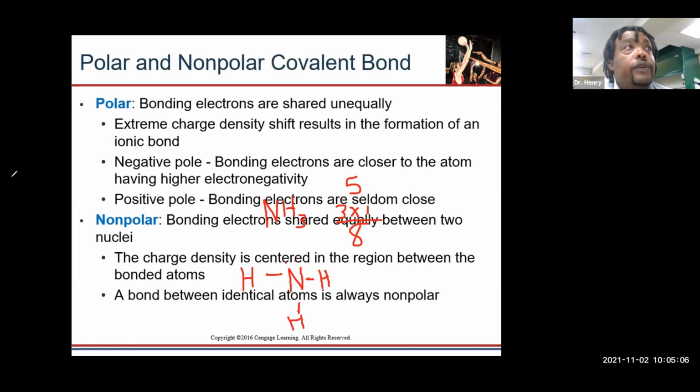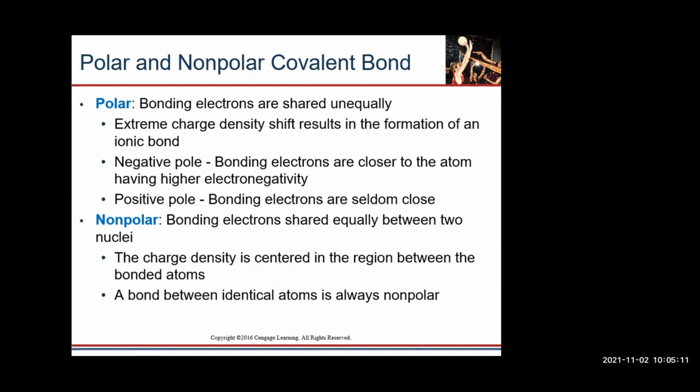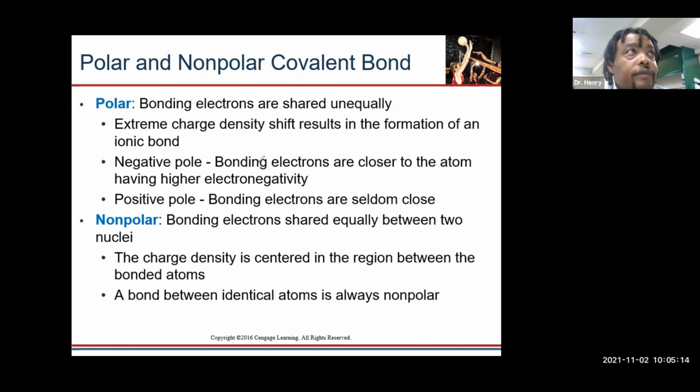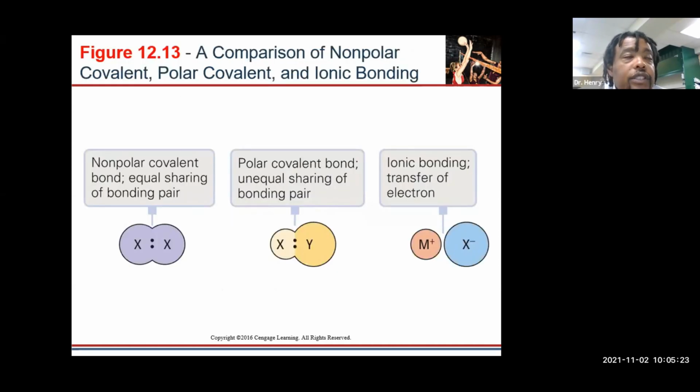So we talked about polar covalent bonds, right? Polar meaning uneven sharing, and then we talked about nonpolar, which means even sharing. This is just another example of showing you that. Nonpolar is when things are being shared evenly. Polar is when this atom gets the electron more than the other. And then ionic is a complete transfer of electrons, so this one becomes a negative charge and this one becomes a positive charge.